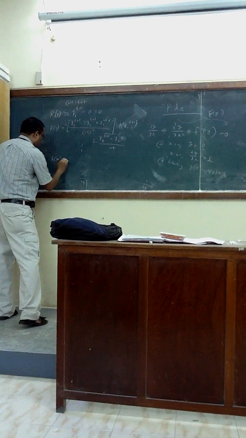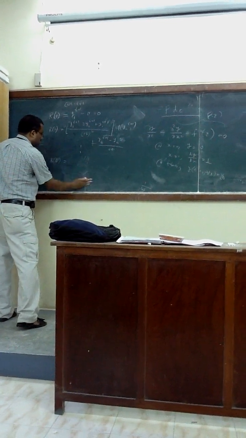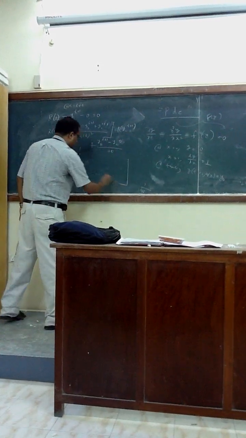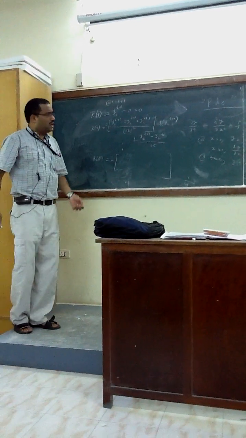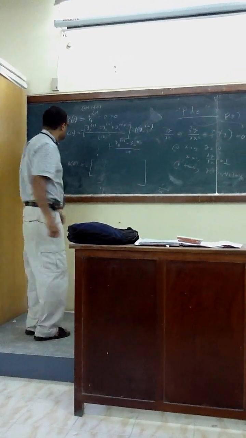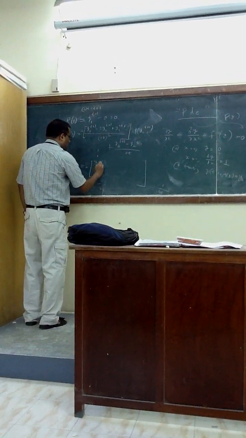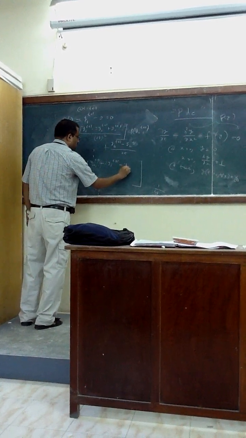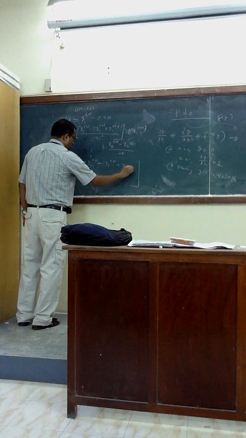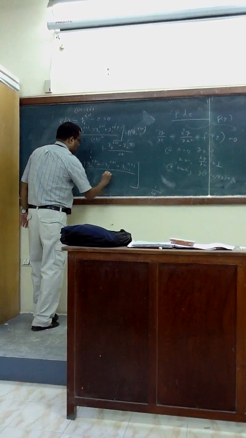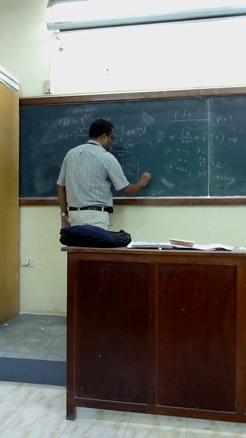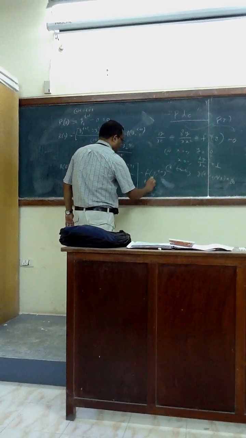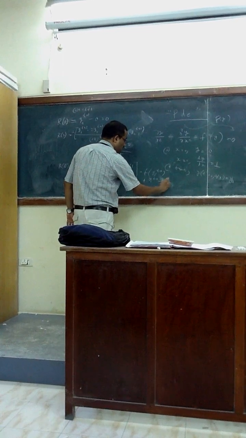What is my Ri? Ri equals y(i plus 1) at t plus 1 minus 2 y i at t plus 1 plus y(i minus 1) at t plus 1, divided by delta x square, minus f of y i at t plus 1, plus y i at t plus 1 minus y i at t by delta t. I mean, you can do that. I don't want to derive it again because we have already done it.